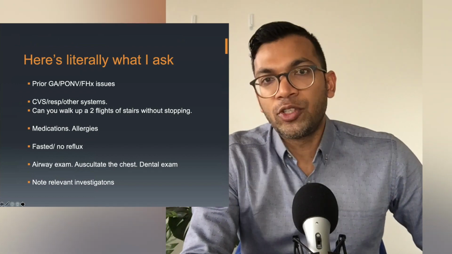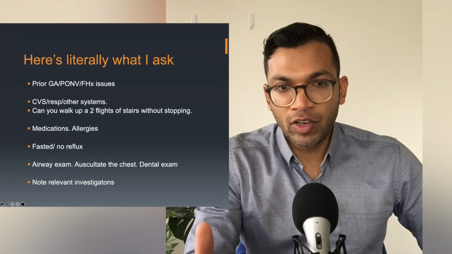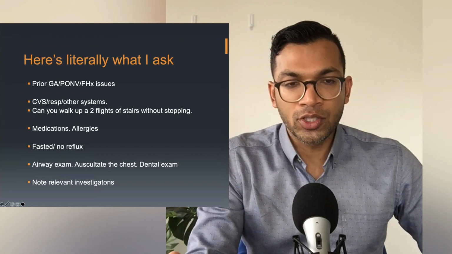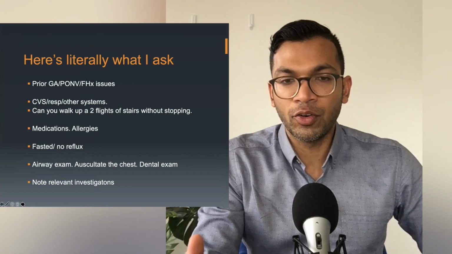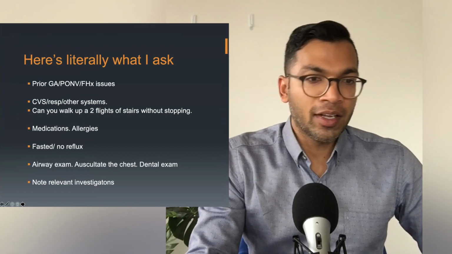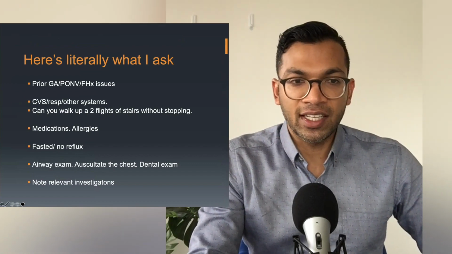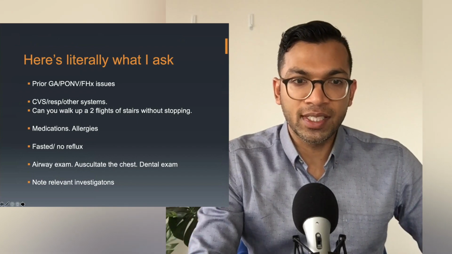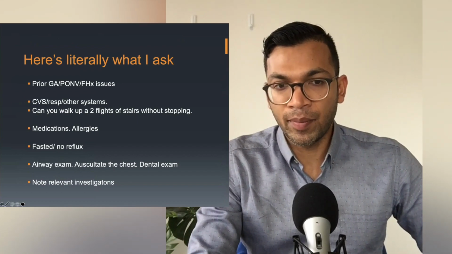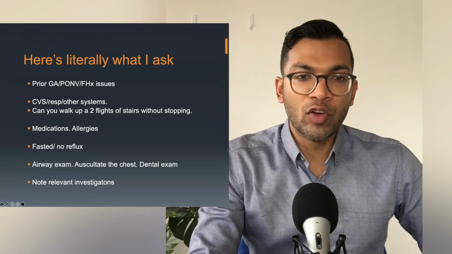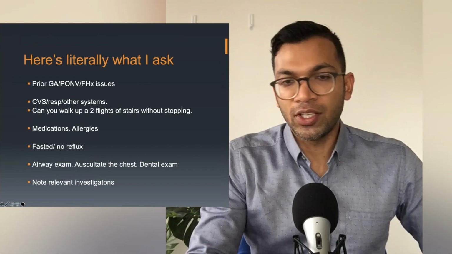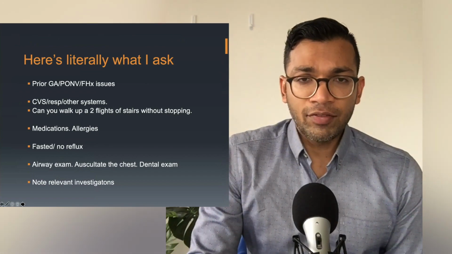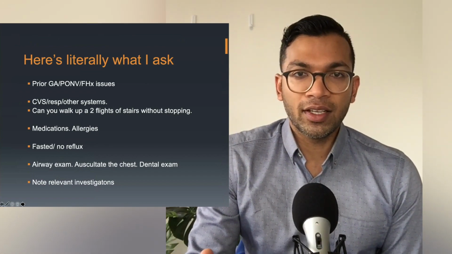But really, this is literally what I ask, and you'll be very familiar with this. So, do you have any prior general anesthetic issues, post-operative nausea and vomiting, or PONV, or any family history of issues? And then I specifically ask about medications and allergies, any problems with cardiovascular and respiratory as the most important systems, and then any other systems that they might mention. And then I get an idea of overall function by asking the question, can you walk up 2 flights of stairs without stopping? Now, really importantly, if they don't have stairs, I don't really care.